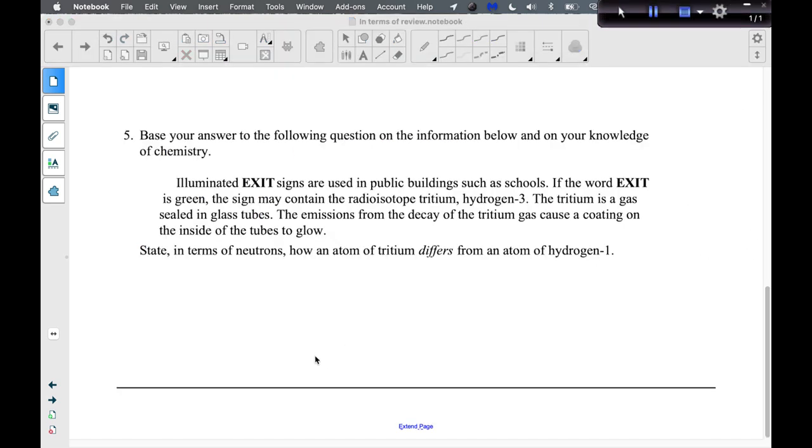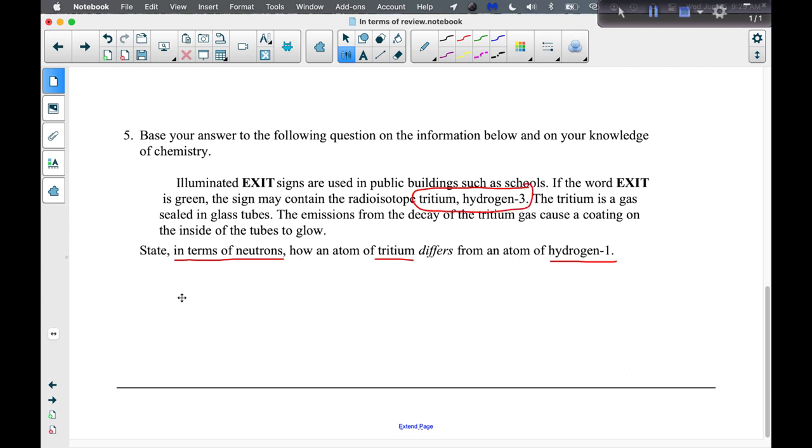This question, you can pause and do the reading. It says, in terms of neutrons, how tritium differs from an atom of hydrogen-1. In the reading, they tell you that tritium is hydrogen-3. Remember, they are giving you the mass number. Hydrogen-3 is hydrogen with a mass number of 3. Hydrogen-1 is hydrogen with a mass number of 1. Remember, if we do mass number minus atomic number, we get neutrons.